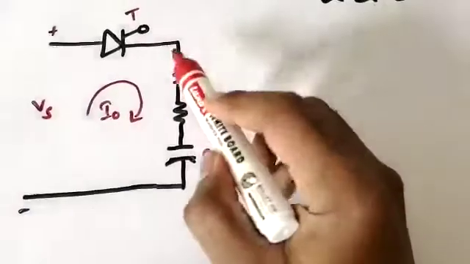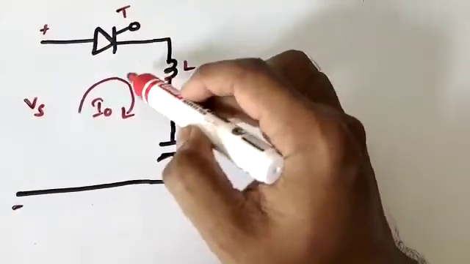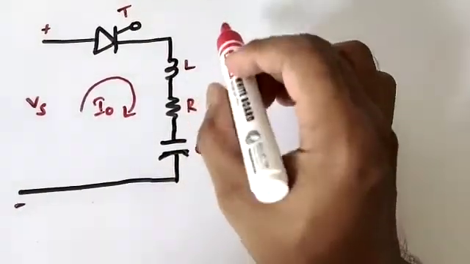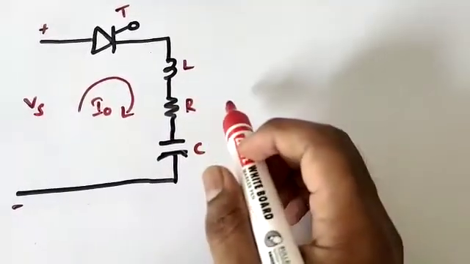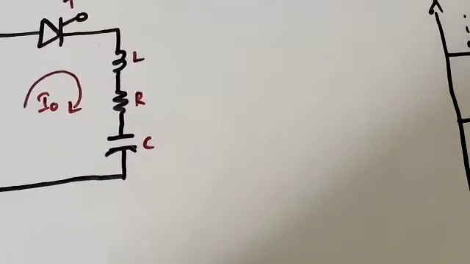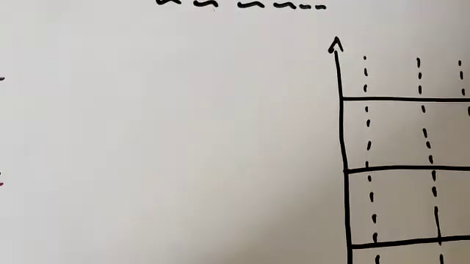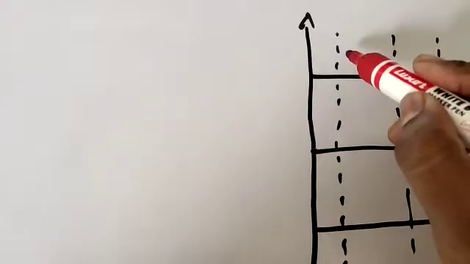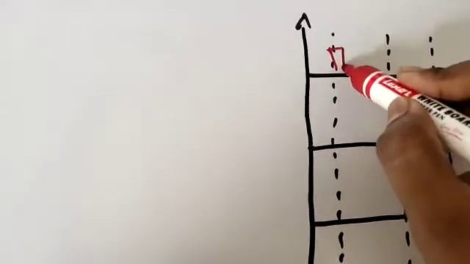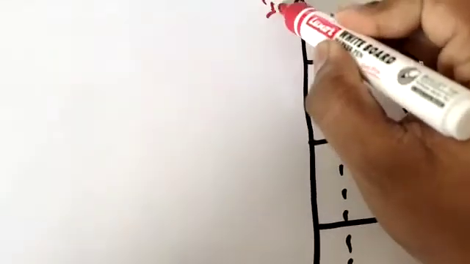Initially the SCR is in off position. When we apply a gate pulse, the SCR will be turned on. When the SCR is turned on, the voltage across the capacitor will charge to the supply voltage Vs. For example, let me suppose I have given a gate pulse at this particular position. This is the gate pulse Ig.